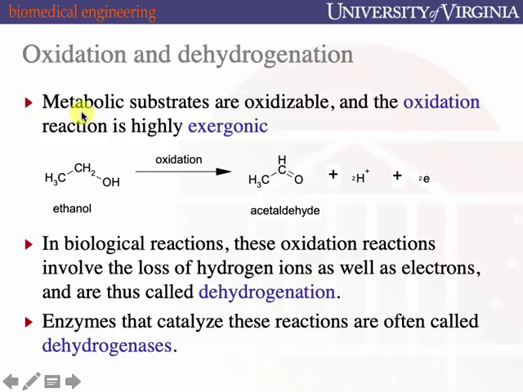The metabolic substrates, remember I said they needed to be oxidizable, when they get oxidized, that is a thermodynamically favorable interaction. The exergonic there refers to negative delta G, so it will happen spontaneously, thermodynamically favorable. One example is shown here: the oxidation of ethanol, its product is acetaldehyde. You'll hear more about that soon. As a result of that chemical modification, this releases 2 electrons along with 2 protons from the reactant. So it's the loss of these electrons which is the oxidation.